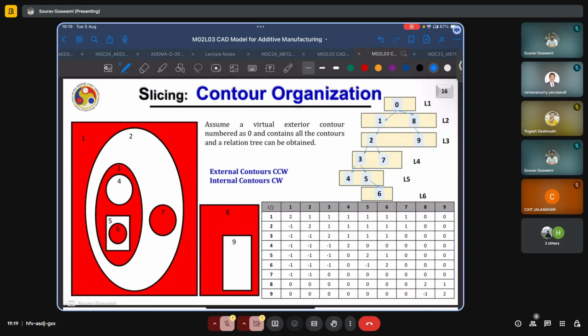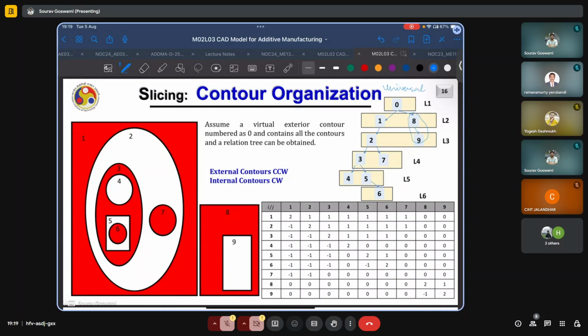And we can also form this, say, hierarchy matrix where we start by assuming some universal set 0, which contains all of these contours, which is the first level. 0 contains the contours 1 and 8. 8 contains only 9, so this is complete.